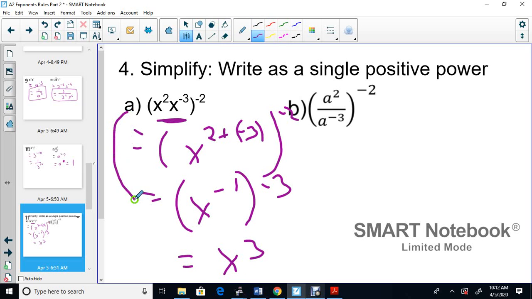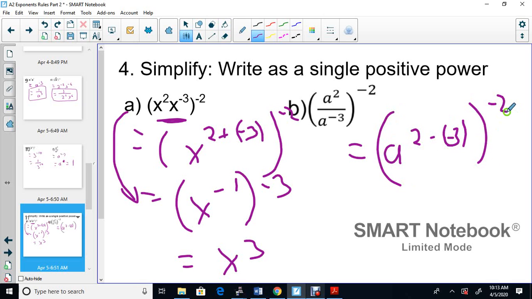Now you can just skip to this step. You can do 2 plus negative 3 is negative 1, and then you multiply. Here, it's 2 minus negative 3 for the division. So there should be a negative there, to the negative 2. 2 minus negative 3 is 5. So you put a plus there with the 2 negatives. You can use your calculator, and that's to the negative 2.